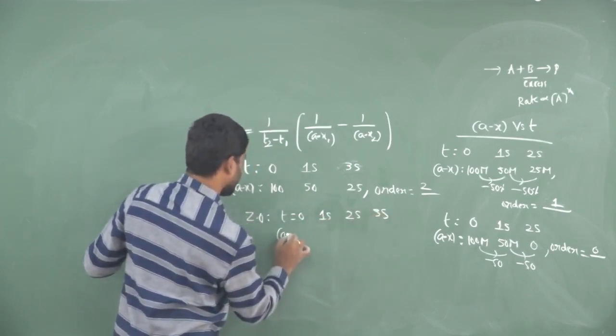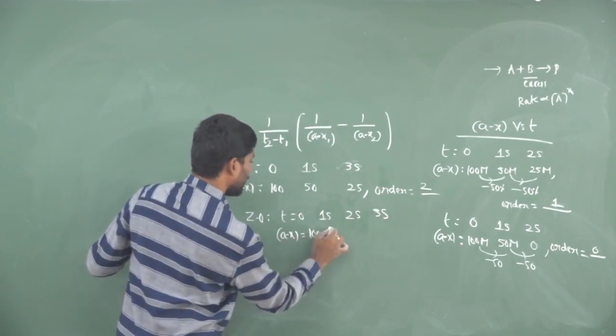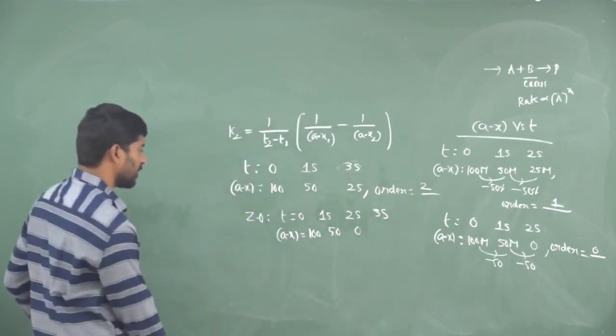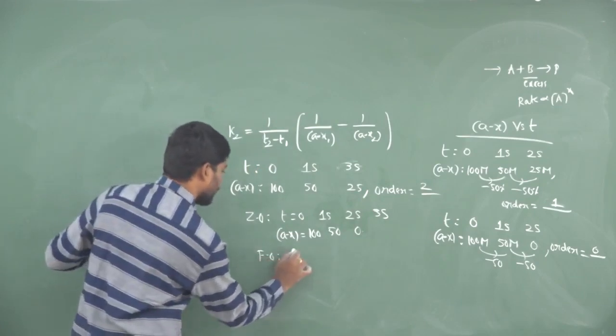Okay, A minus X: 100, 50, 0. Within 2 seconds the reaction will be completed if it is zero order. If it is first order, what do we get?